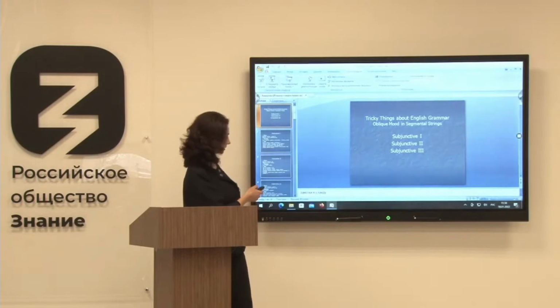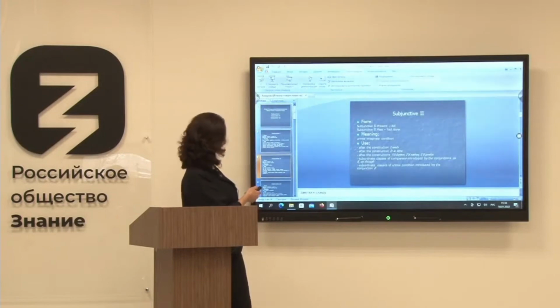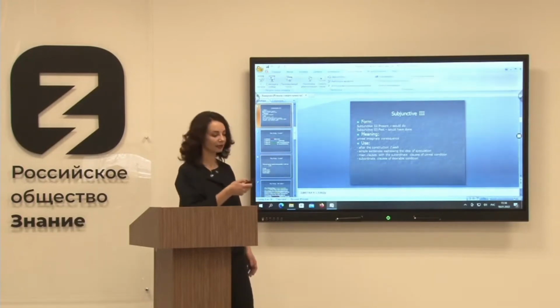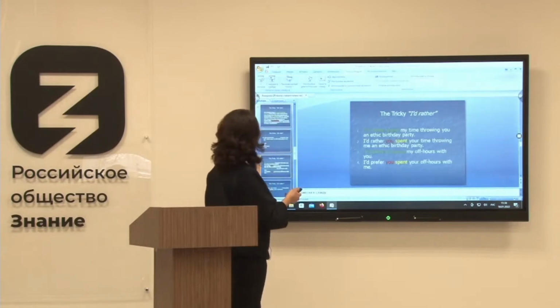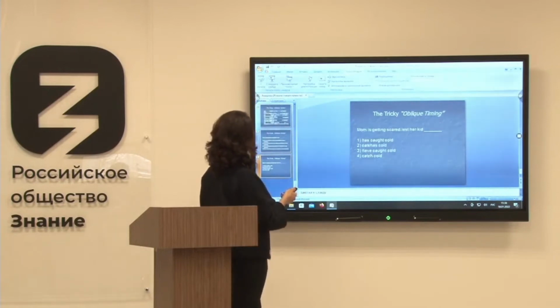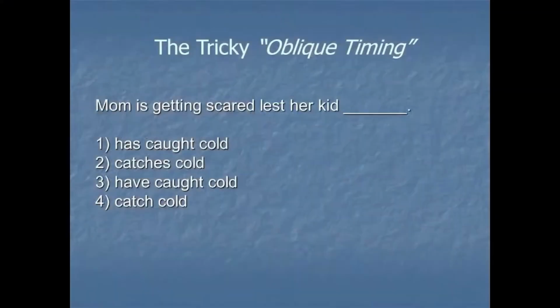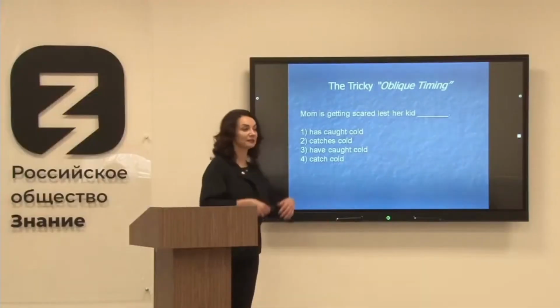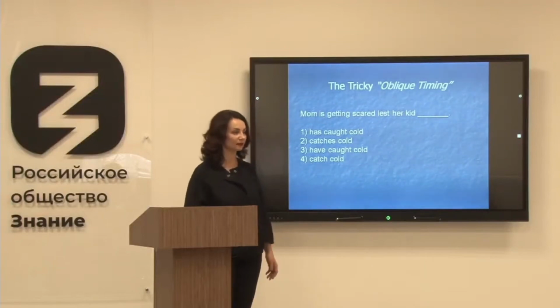We use the subjunctive mood, so there is no ending s. I think you remember the example. Just a second, yeah. So here we are talking about the subjunctive mood, so there is no ending s, so it's just catch cold. Right, okay. So the modal verb, the auxiliary is omitted altogether, and we've got the infinitive.